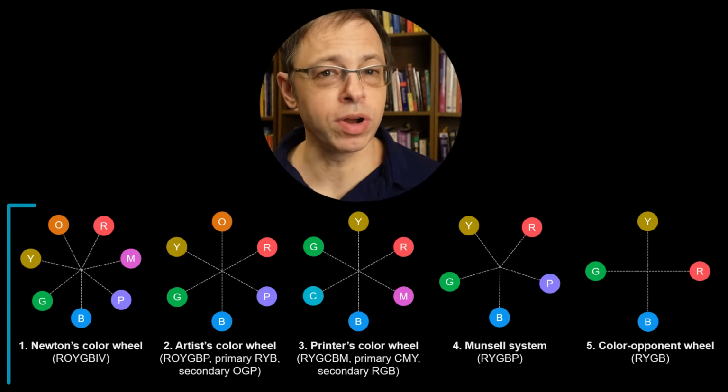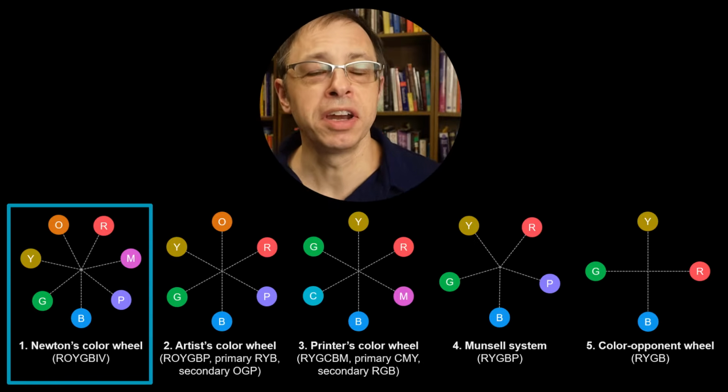Okay, it's time for me to admit that I sort of fibbed a little bit. There's not really a true color wheel. Instead, we have multiple types of color wheels, and they've each been designed for different applications, for different purposes, based on different philosophies. The first of the color wheels is the one developed by Sir Isaac Newton in his bedroom.